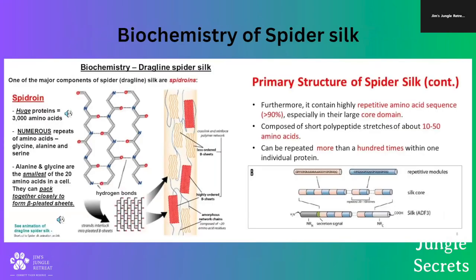This is a little bit of molecular structure here, which I will not go into in detail. But like I said, alanine and glycine, the smallest amino acids, which can together be pleated into beta sheets, is what gives them the structure.